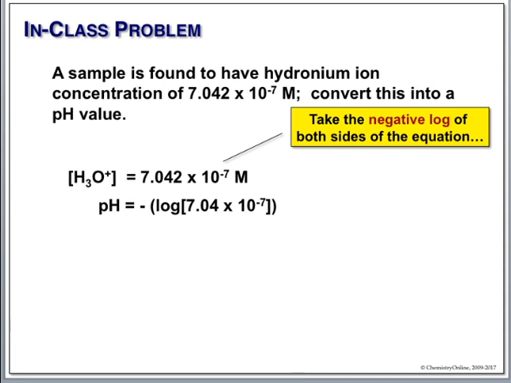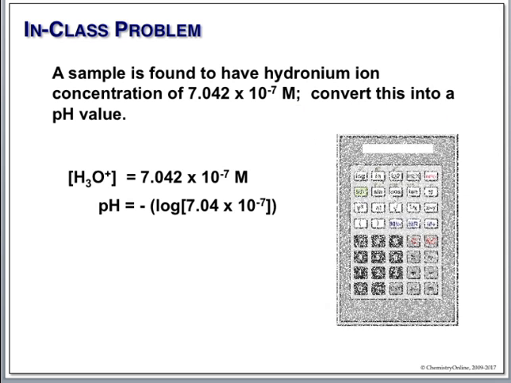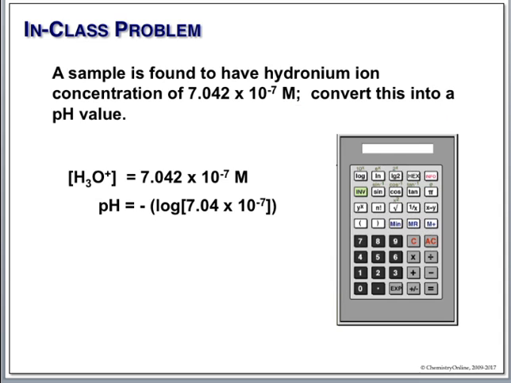So this one's actually much easier. Here you need to take your calculator. I'm going to type in 7.042 times 10 to the minus 7. So you have to know how to enter exponents. So figure out how to type that into your calculator.